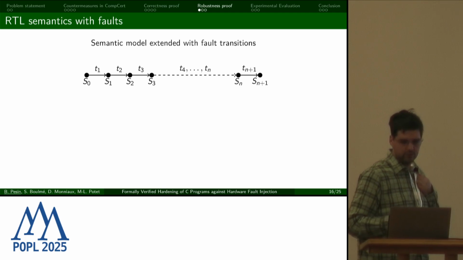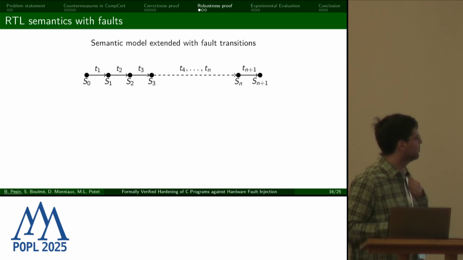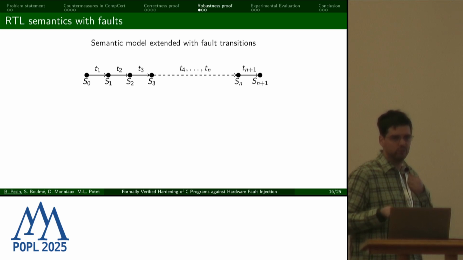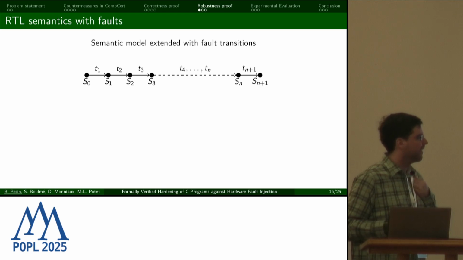Okay, so now let's talk a bit about the robustness proof. I just talked about correctness, but now let's talk about what was most interesting to us. We wanted to characterize that our countermeasures were actually efficient against some attacker models. And to establish that, to prove that in Coq, we must first define what is an attacker model in Coq. And it's actually not that complex.